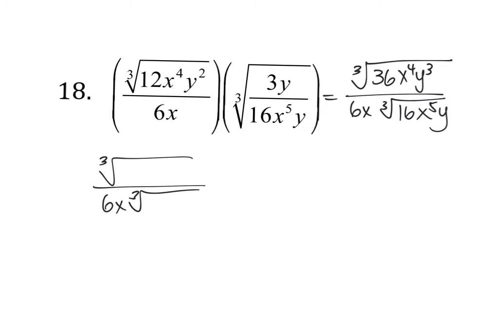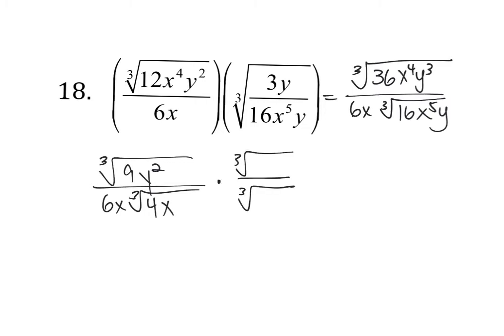36 and 16, I can divide them both by 4 and get 9 over 4. I'll have one more x in the denominator and 2 more y's in the numerator. I can see if I went to go take the cube root of either of those, nothing will come out, so I am ready to just go ahead and rationalize.